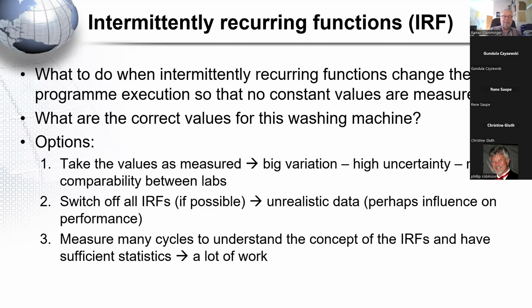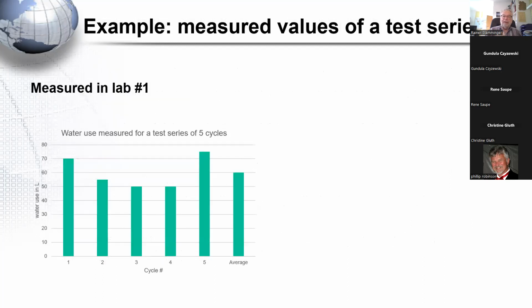Let me give you an example. I have made up here an artificial example, and I just look at the water measured on one machine in lab number 1, in 5 cycles. So you see, there we have values. It starts with 70 liters, goes down to 50 liters, and then goes up to 75 liters. And this is what we see when we take these 5 samples. And the average here is something like 60 liters.